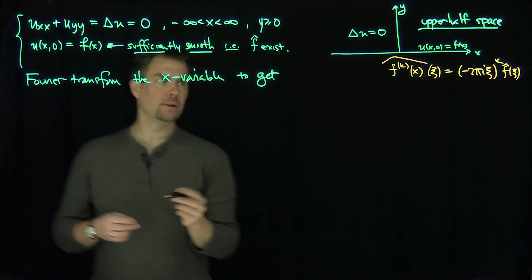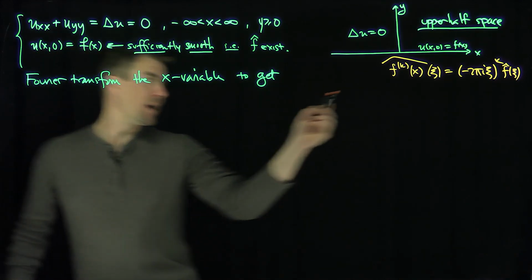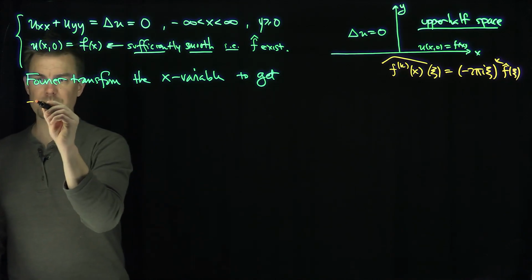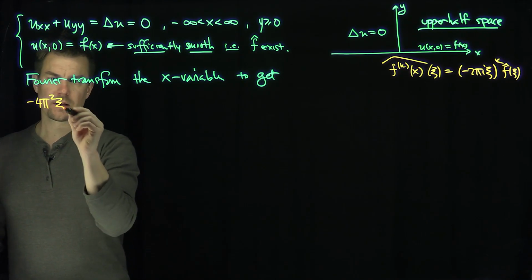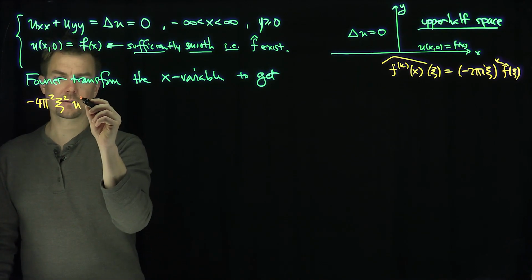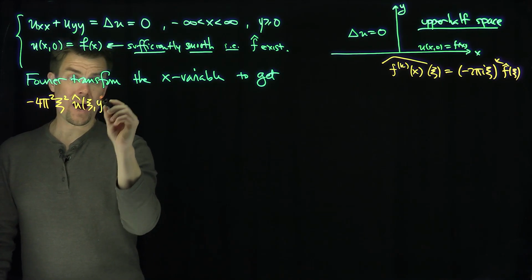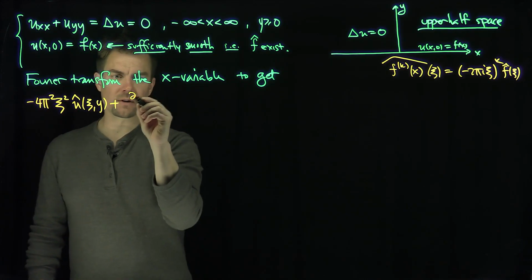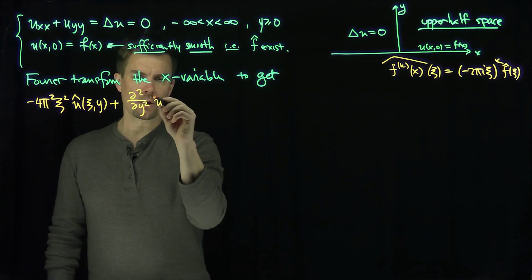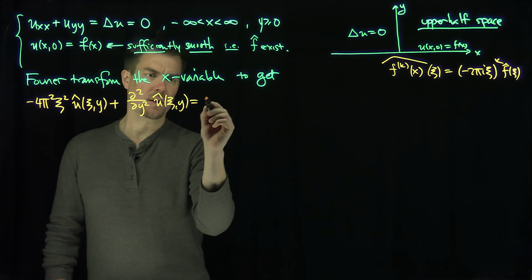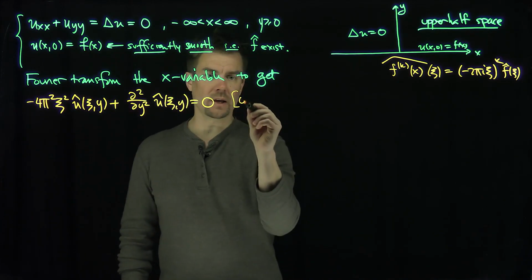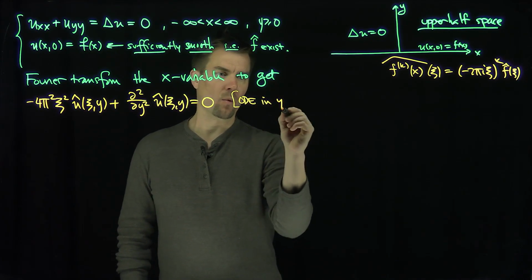And so when k is equal to 2, this turns into a 4 pi squared i squared, but i squared is negative 1, so it's going to be a negative 4 pi squared xi squared, times u hat of xi and y, plus the y derivatives, which are unaffected by the Fourier transform. So that's d squared by dy squared of u hat of xi, y equal to 0. What I've done is turn the PDE into an ODE in the y variable.